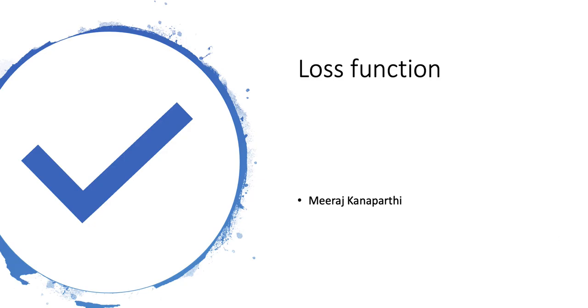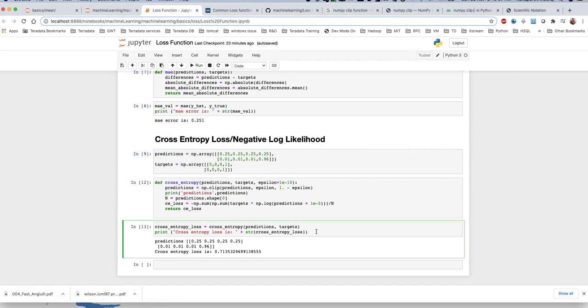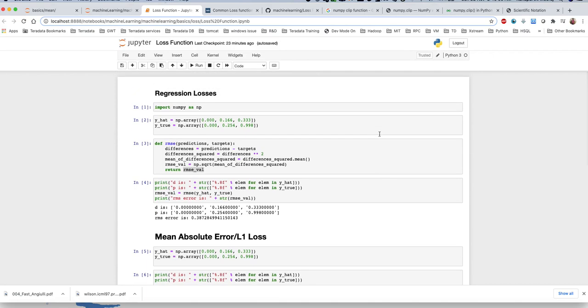Hello everyone. Today let's just study about loss function. So loss function is a very important concept in machine learning algorithms. In machine learning algorithms, we need to find out what is the accuracy or what is the performance for a particular machine learning algorithm, or compare a set of machine learning algorithms with another set of algorithms, or by tweaking the parameters.